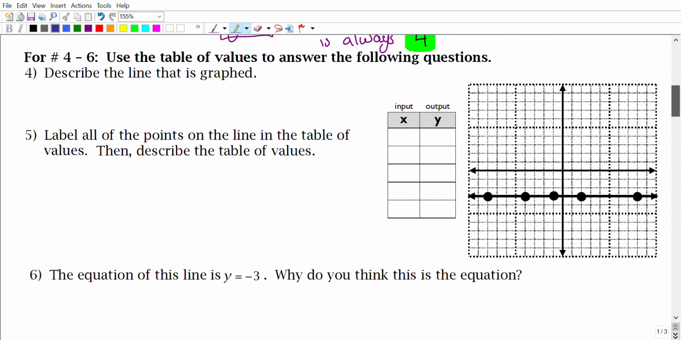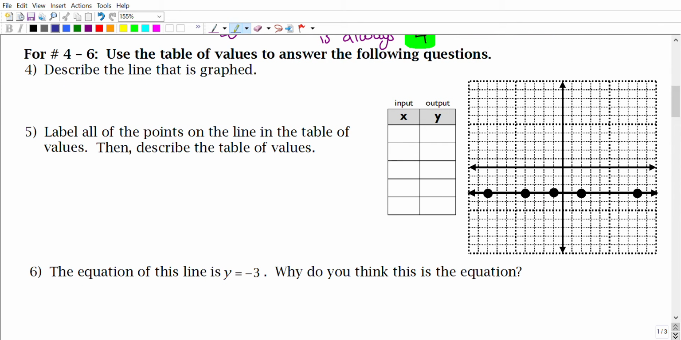Okay, so let's go ahead and take a look at number 4 through 6. It says use the table of values to answer the following questions. Describe the line that is graphed. So just tell me, looking at the line, what kind of line is it? Well, it's a horizontal line.